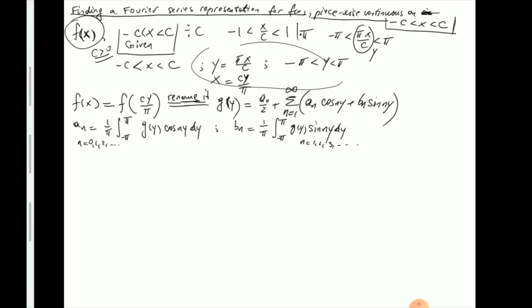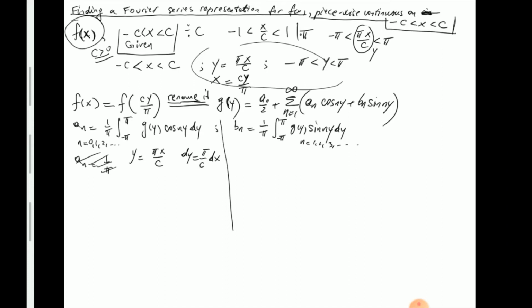So how do we go back to the original x? Well, we're going to make a change of the variable back to x inside the integral. Let's illustrate this with an, and the same idea works for bn, so I'm just going to do it for an. Remember, y was pi x over c. Let's write the substitution first. So y equals pi x over c, and dy, the differential of y, is going to be pi over c dx. We're going to make this substitution inside the integral for an here.